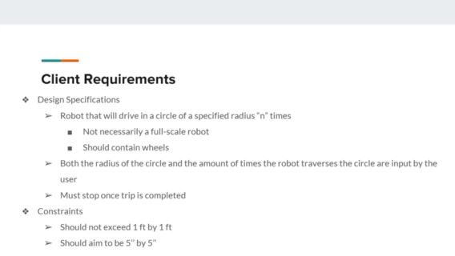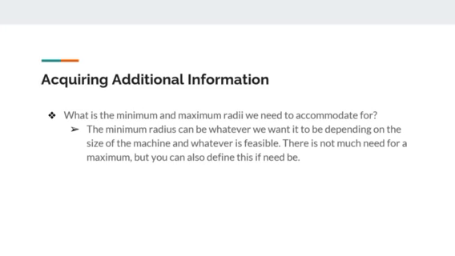The constraints were that the robot should not exceed 1 foot by 1 foot and should aim to be at least 5 inches by 5 inches. The question we asked our client team was what were the maximum and minimum radii that we need to accommodate? Their answer was that the minimum radius could be whatever we wanted depending on the size of the machine we built and whatever that allowed. There's not much need for a maximum, but we could also define it if we wanted to.